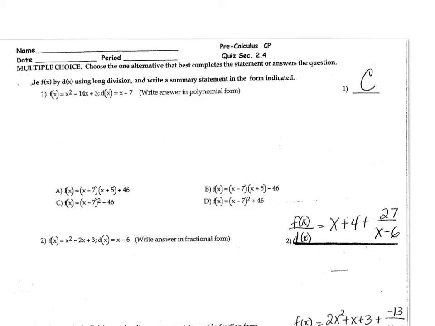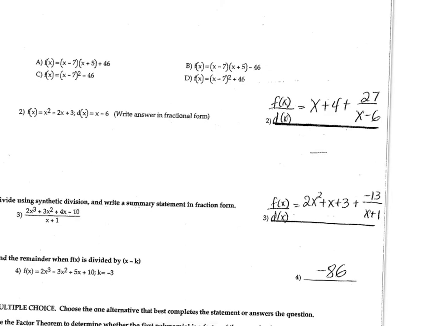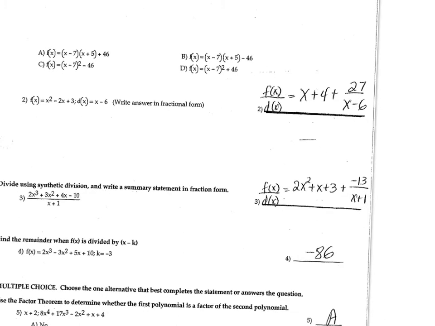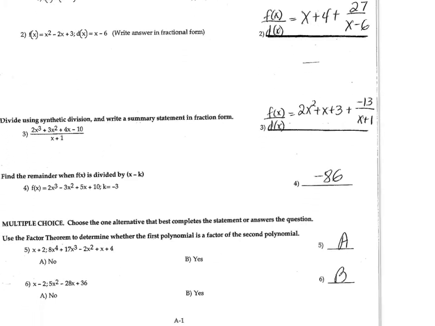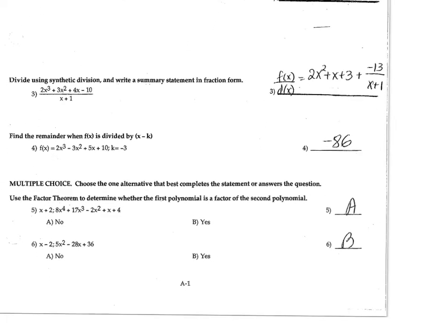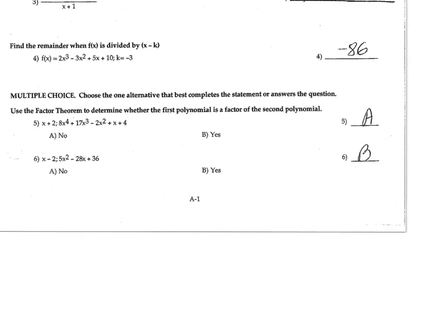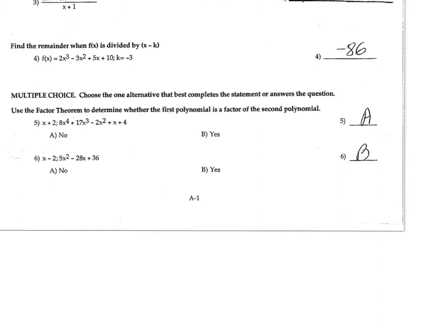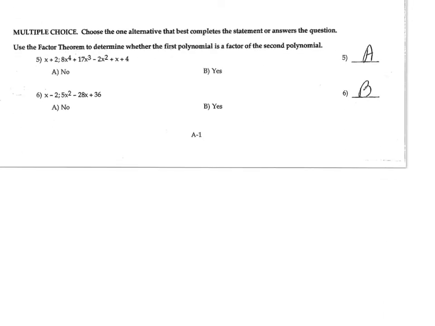Okay, so for those who have that version, the answers are number 1, C. Number 2, f of x over d of x equals x plus 4 plus 27 over x minus 6. Number 3, it's 2x squared plus x plus 3 plus negative 13 over x plus 1. Number 4 is negative 86. 5 is A, 6 is B.